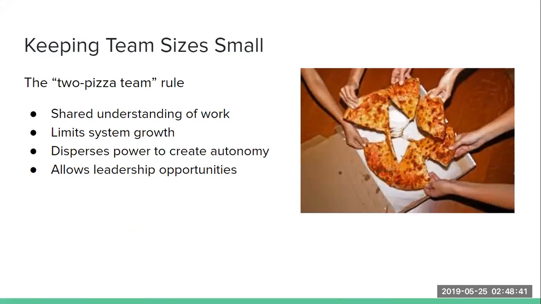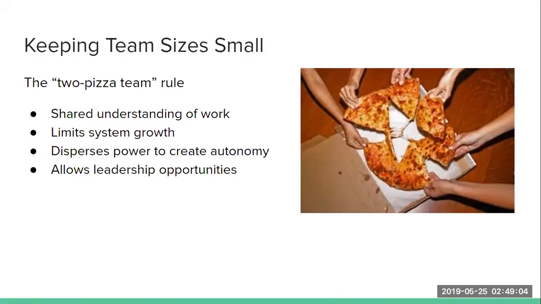Another way to use Conway's Law effectively is to keep team sizes small. This is known as the two-pizza rule. The idea is that teams should be small enough to be fed by 2 pizzas. This allows team members to communicate quickly and gain a clear, shared understanding of the work that needs doing. It also limits the system's growth rate and overall development, which may seem counterintuitive.